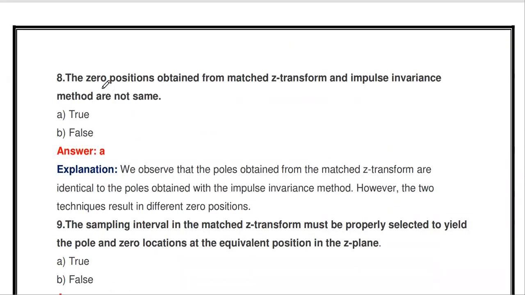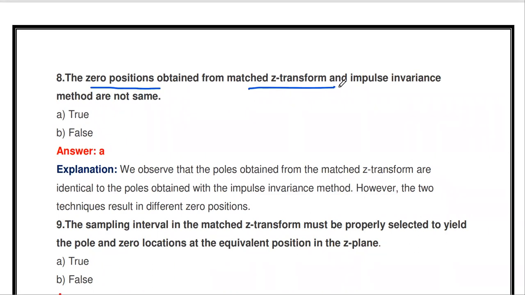The next one: the zero position obtained from the matched Z transform and impulse invariant method are not the same. It's true. Only the poles obtained from the matched Z transform and impulse invariant method are the same. But the zero position, the zeros, meaning the roots of the numerator polynomial, which you already know, we call it a zero. So the zero position obtained from the matched Z transform is different from the impulse invariant method. So these two are not the same.